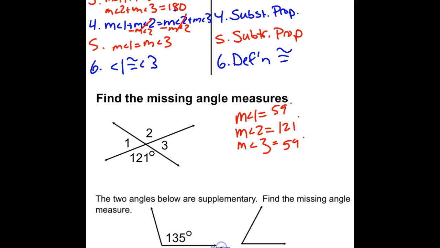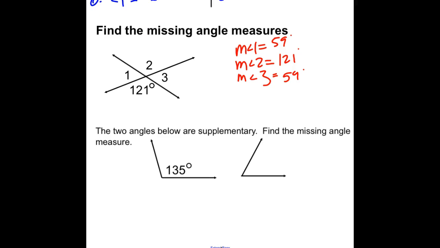This next one, it says the two angles below are supplementary. Find the missing angle measure. Pause the video, try this one on your own first, and then let's talk. And you should end up with the missing angle measure being 45 degrees.